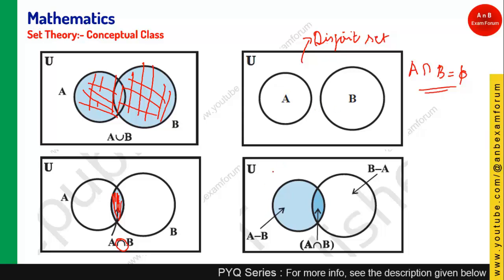Coming to the other operation, like A minus B. This light shaded blue portion represents A minus B, and we have already seen that this portion is known as intersection, A intersection B, whereas the other portion represents B minus A. What does B minus A mean? All those elements which are members of B but not of A are in this particular zone. So these are the four diagrams that you should understand.